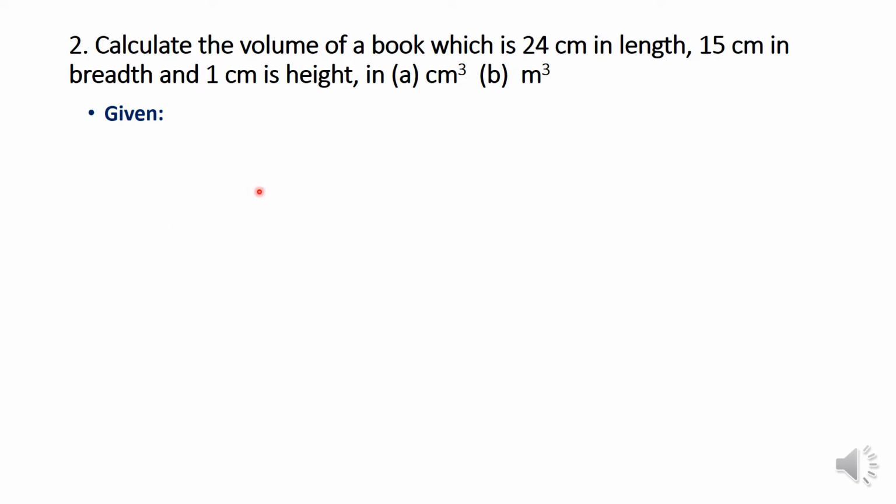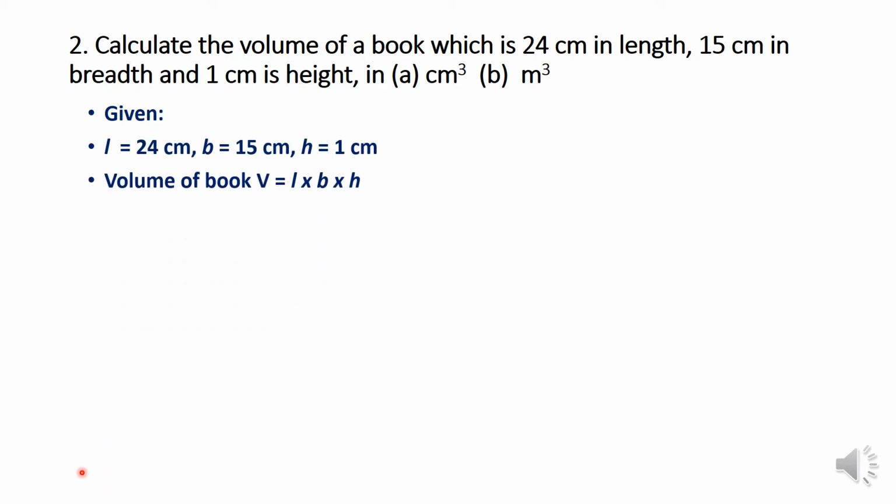Calculate the volume of a book which is 24 centimeter in length, 15 centimeter in breadth and 1 centimeter in height. So it is very simple. You have to again do length into breadth into height. Everything is in centimeter, so it is very easy to get the answer in centimeter cube. We will see what is the value.